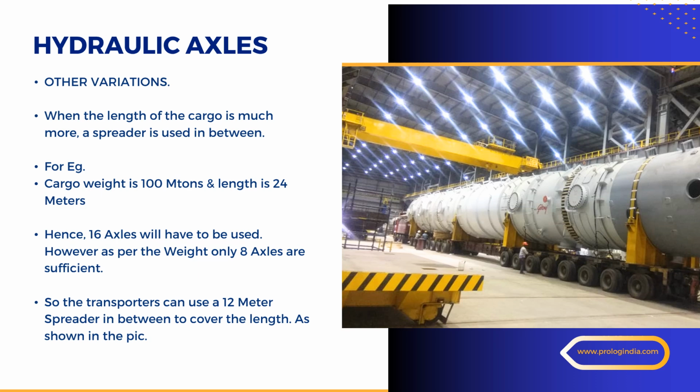If you see, the weight is only 100 tons. So if you divide by 13.5, we will require 8 axles only. However, the length of the package is 24 meters, so we'll require minimum 16 axles. If we divide by 1.5, we'll require minimum 16 axles only. So the transporters can use a 12-meter spreader in between to cover the length as shown in the picture.